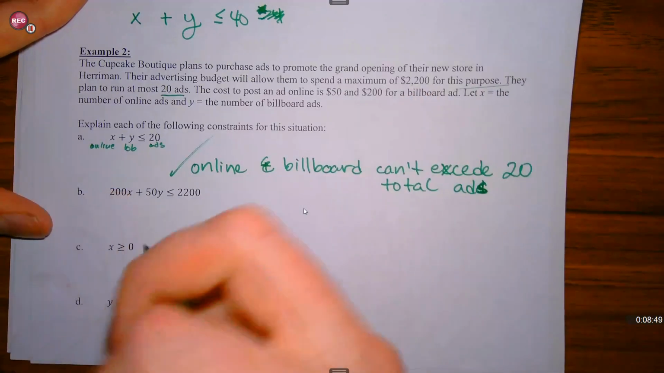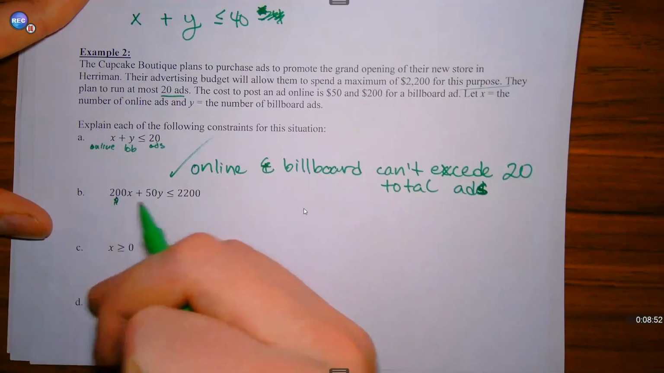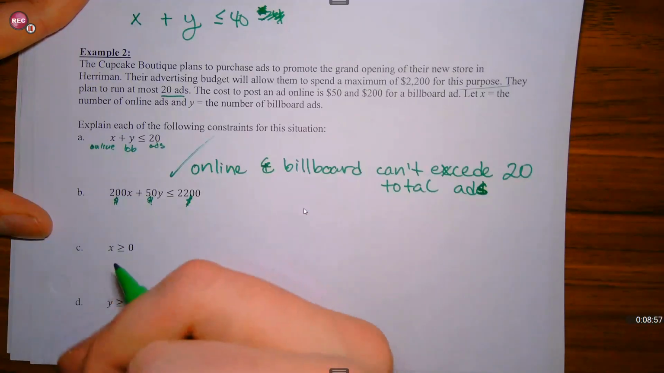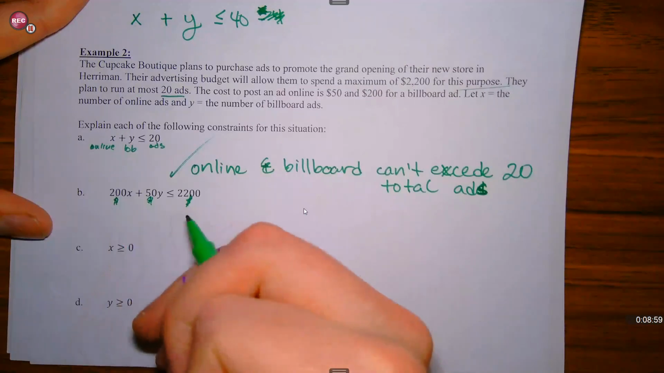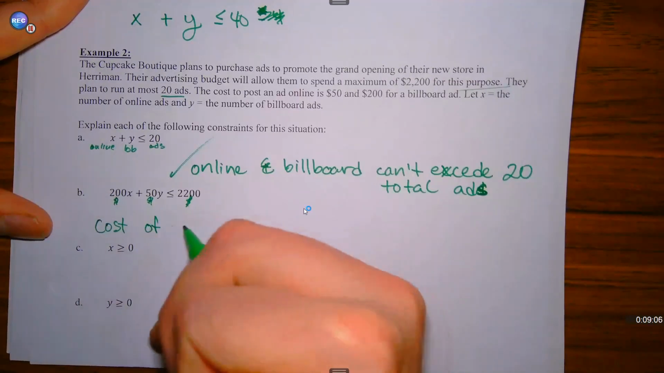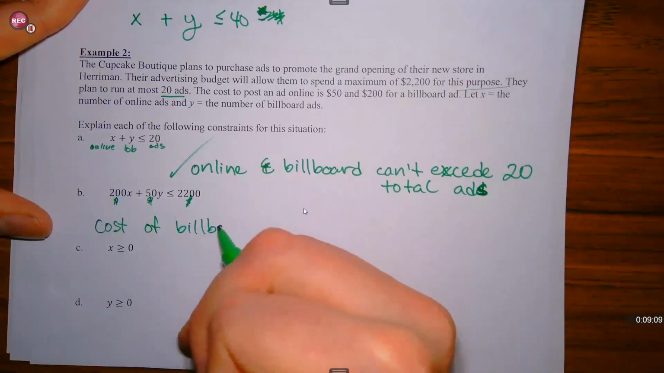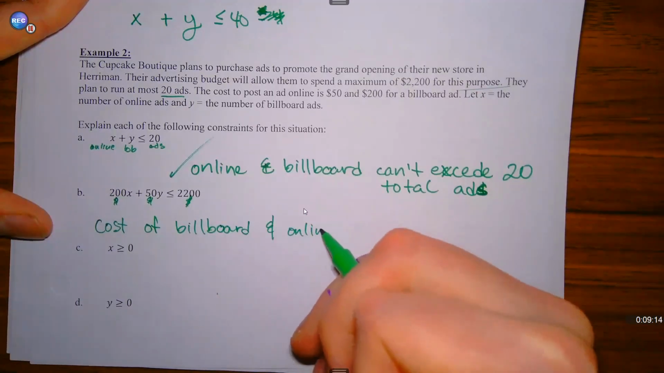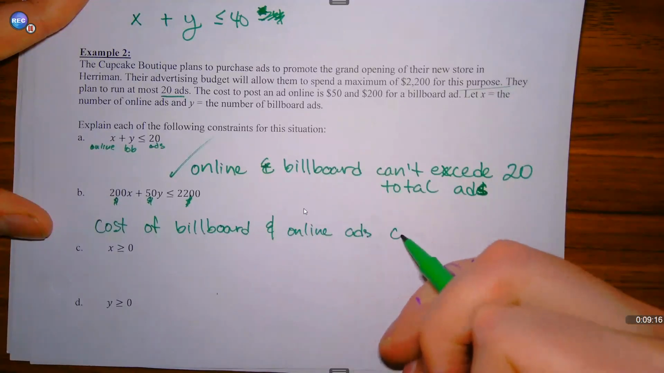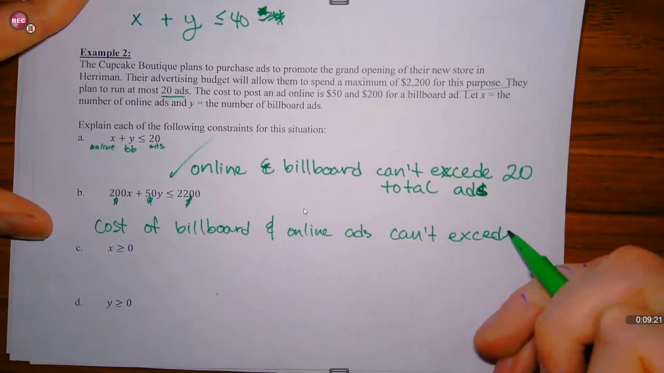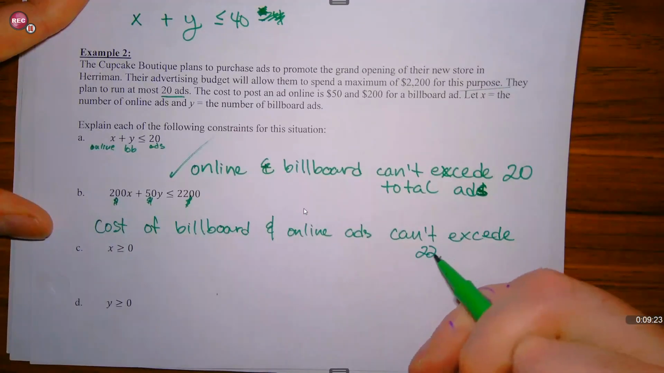Okay, so what is this telling us? Well, money plus money has to be less than or equal to a sum total of money. Okay, so let's say the cost of billboard and online ads can't exceed or be more than $2,200.